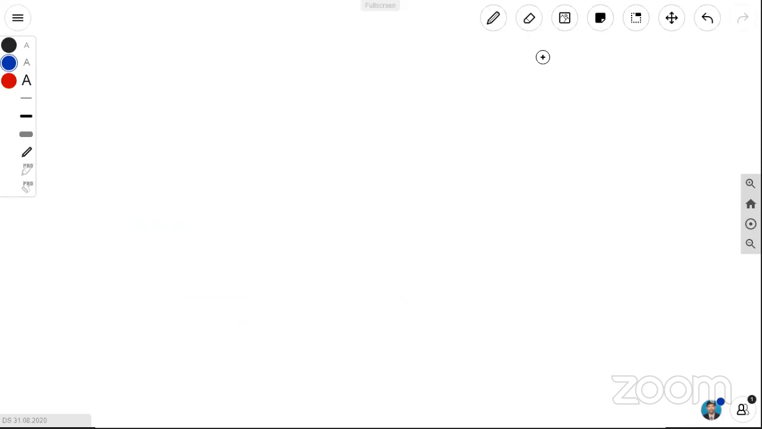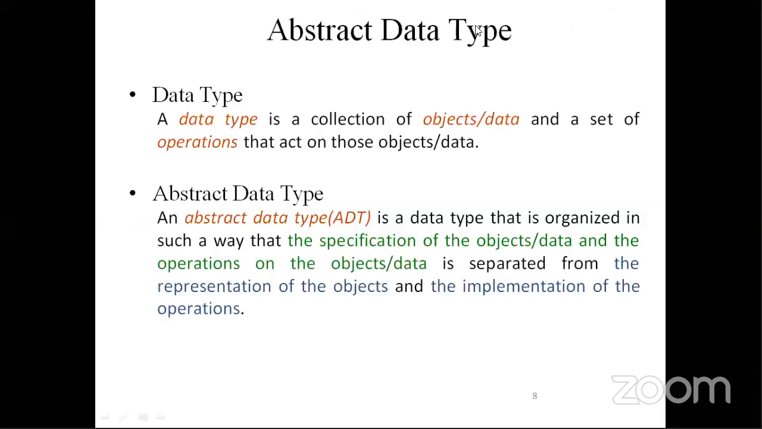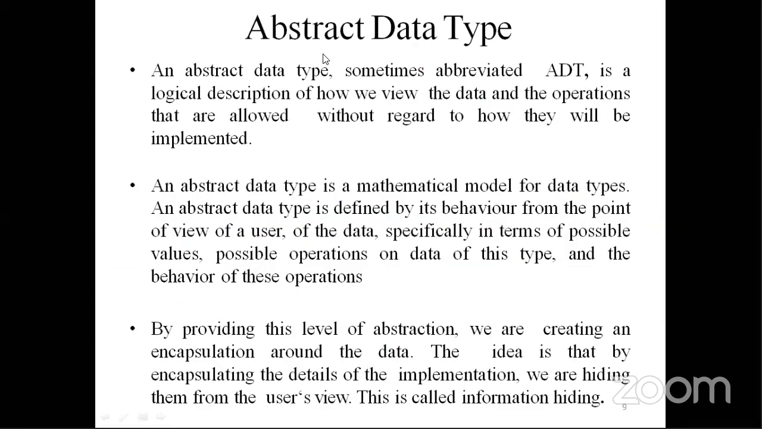Okay, and the next thing. I think all of you are clear about abstract data type and data type. Okay. So an abstract data type, sometimes abbreviated as ADT, is the logical description of how we are viewing the data and the operations that are allowed, without going into the implementation. So what operations you have to perform and how your data will be there. But the implementation details we have to implement later.